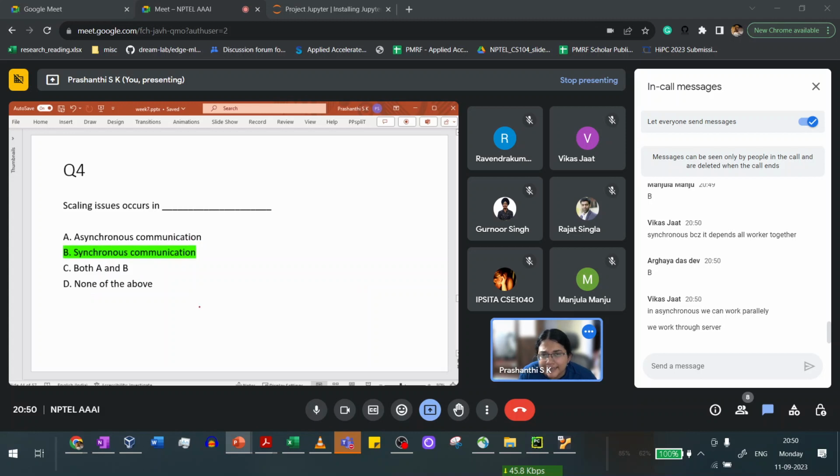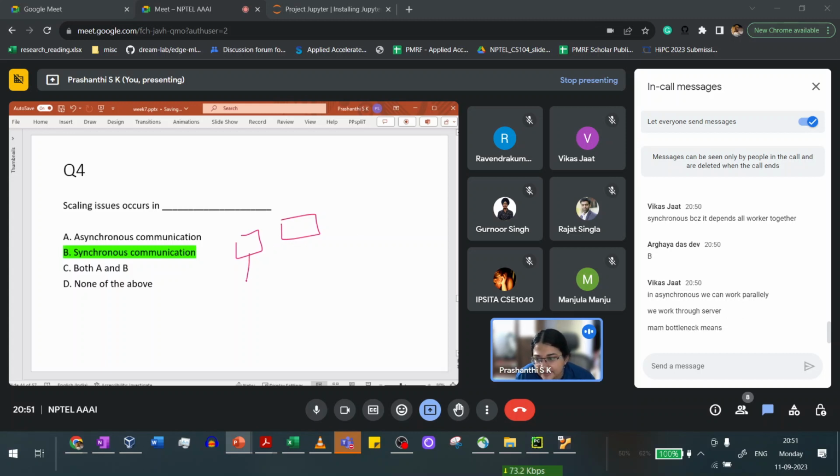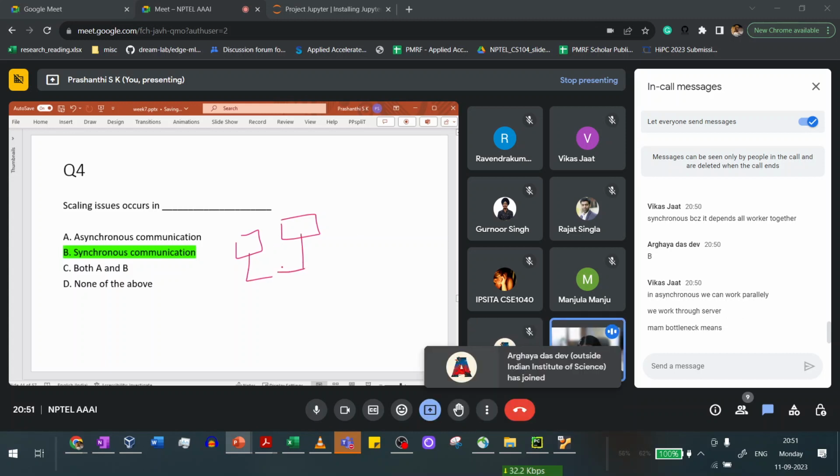Let's think about why. So if you had, let's say, two GPUs and both of these were doing synchronous training, and they have to exchange gradients, right? So basically till that exchange happens, neither of them can proceed forward. So this is what we call a bottleneck, basically. I think that's the question that was asked. So there is this communication step that has to happen before either of them can proceed, and that's why it's called synchronous, right?